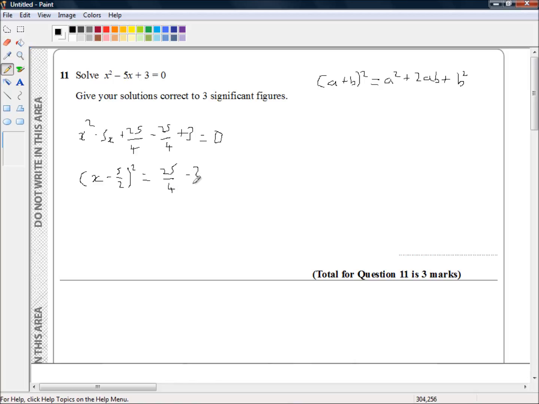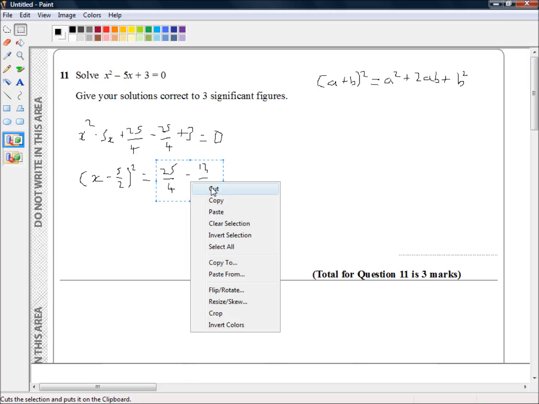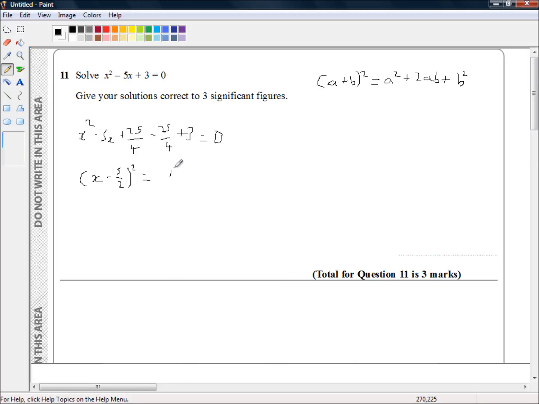Okay, so now we need to combine these fractions, so I'm going to convert this 3 by multiplying top and bottom by 4 to 12 over 4. In fact, I'm not going to rewrite it. You can rewrite the whole thing, but I'm just going to replace this 3 with 12 over 4. So all I've done is times top and bottom by the common denominator, which is 4. So that's 12 over 4. And now I can combine these fractions. So that's 25 minus 12 is 13. So this whole thing will become 13 over 4. Again, I'm going to save space by just writing that, but you would copy the whole thing out again. So this squared is equal to 13 over 4.